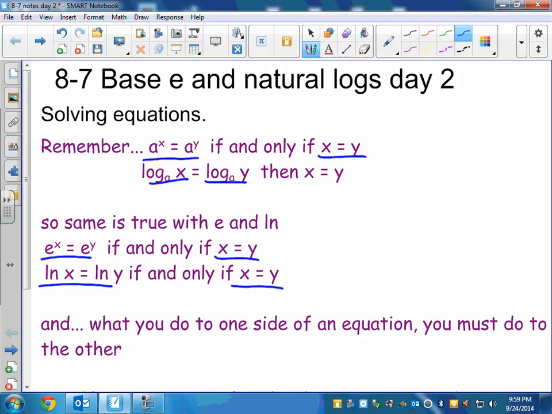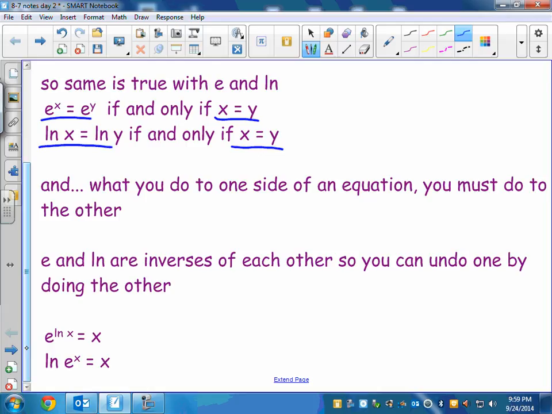And then just a reminder, for any equation, what you do to one side of the equation, you must do to the other. So if you square both sides, you add 7 to both sides. We can also do weird stuff like e-ing both sides and stuff like that.